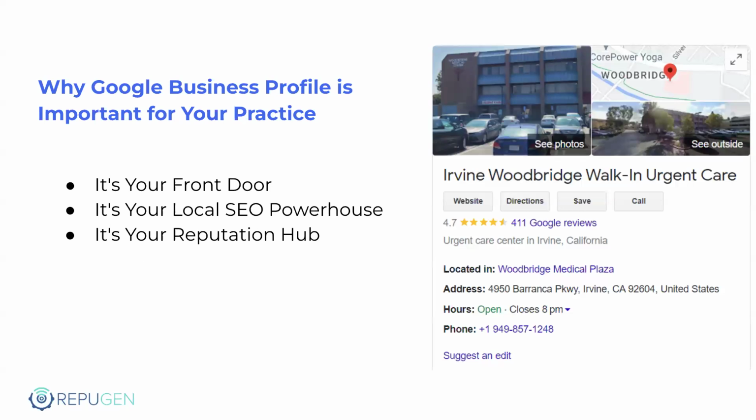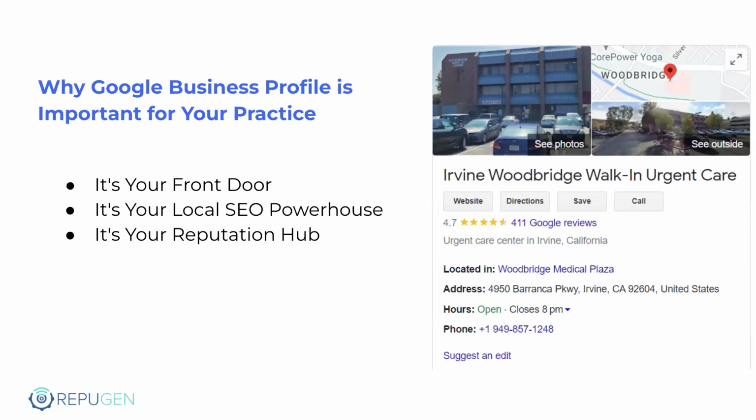So here's a breakdown of why GBP matters for your healthcare practice. First, it's your front door. And that basically means that patients see your GBP listing before they even visit your website. It's where they find your address, phone number, hours, photos, reviews, and even book appointments. It's all in one place.